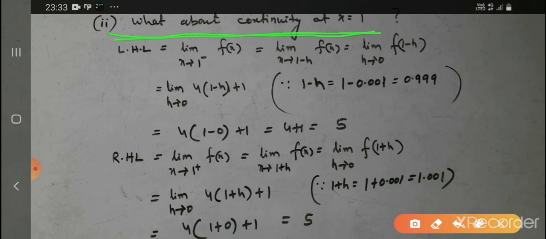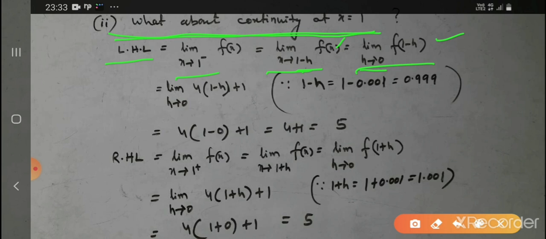As per the definition of the left hand limit, the limit of f of x as x tends to 1 minus. 1 minus means 1 minus h. So x is replaced by 1 minus h, and h is a very small positive number. So limit h tends to 0 of f of 1 minus h. This is the definition of left hand limit. Then f of 1 minus h.